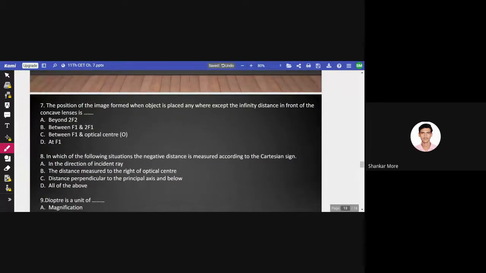The position of the image formed when object is placed anywhere except the infinity distance in front of the concave lenses is. So infinity के अलावा अगर हम कहीं पे भी ऑब्जेक्ट रख देते हैं, so what will be the position of image formed? कहाँ पे इमेज फॉर्म होगी? At f2, at 2f2, is it?